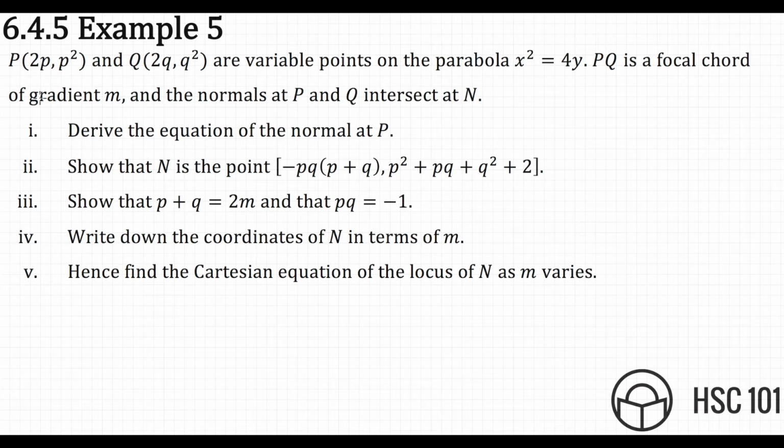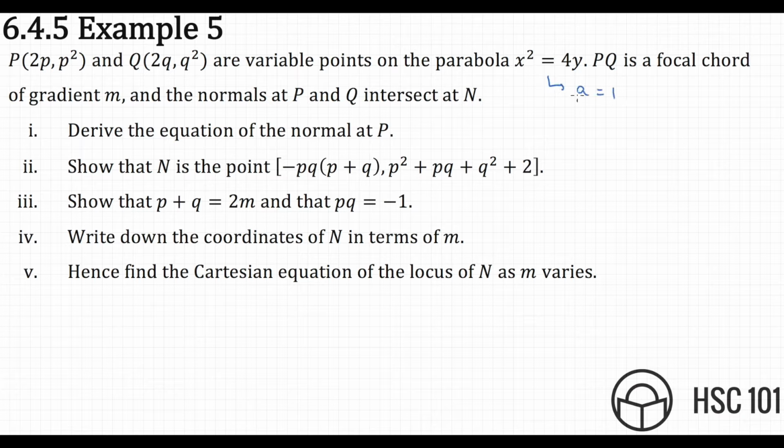Example 5, we've got (2p, p squared) and (2q, q squared) as variable points on the parabola x squared equals 4y. PQ is a focal chord with gradient m, and the normals at P and Q intersect at N. So the first thing that we're going to realize is that x squared equals 4y implies that a is actually equal to 1.